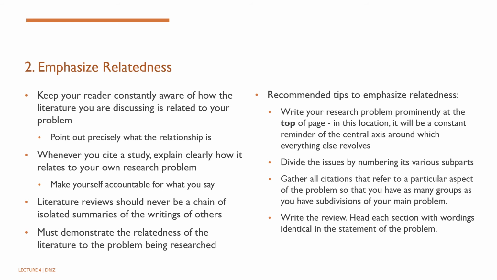Here are several recommended tips to emphasize relatedness. 1. Write your research problem prominently at the top of the page, because at this location it will be a constant reminder to you of the central axis around which everything else revolves. 2. Divide the issues by numbering its various subparts. 3. Gather all citations that refer to a particular aspect of the problem so that you have as many groups as you have subdivisions of your main problem. And 4. Write the review. Head each section with words containing the identical words found in the statement of the problem.